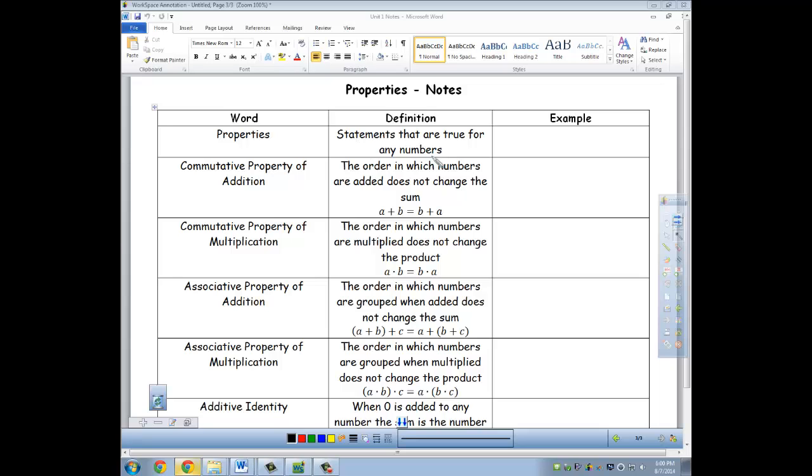So our first word is properties. Properties are statements that are true for any numbers. So the following words are properties. So that's what we're going to write in our box. The following vocab words.